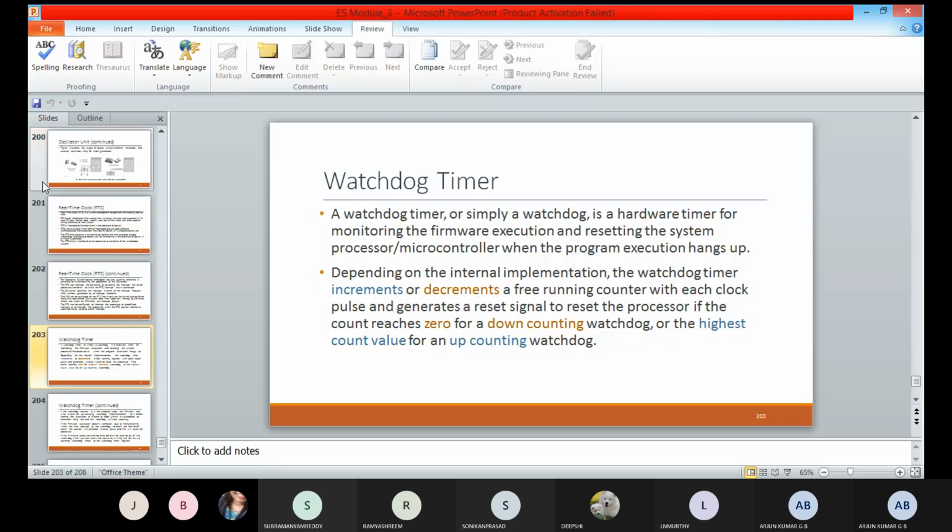For a real-time example of counting, take the EVM, electronic voting machines; that is one of the best examples for an up counter. Similarly, a down counter is used during satellite communications, during the satellite countdown. This watchdog timer is implemented by using these counters.